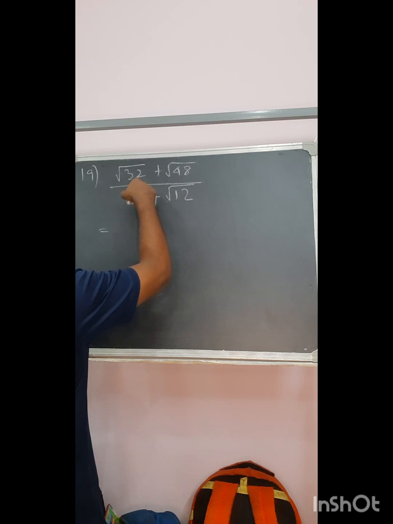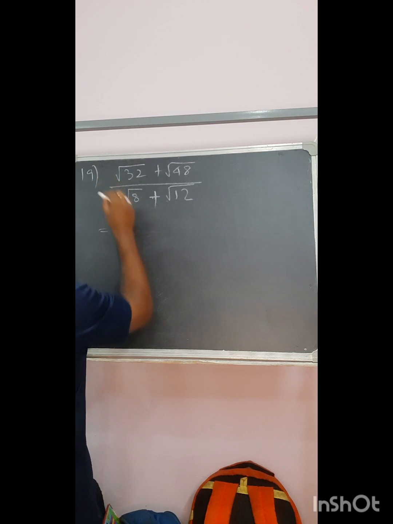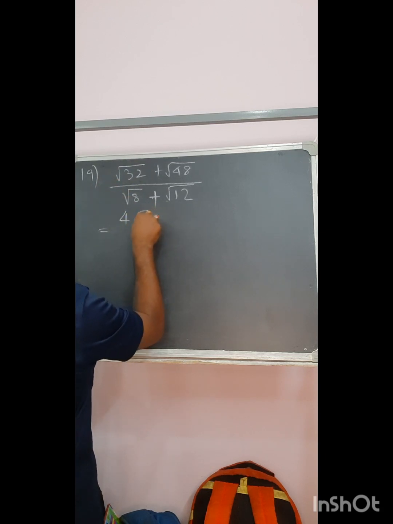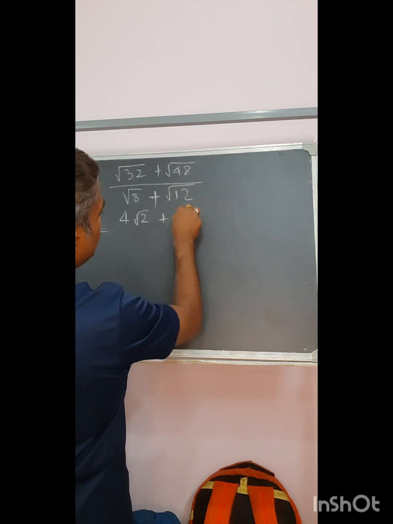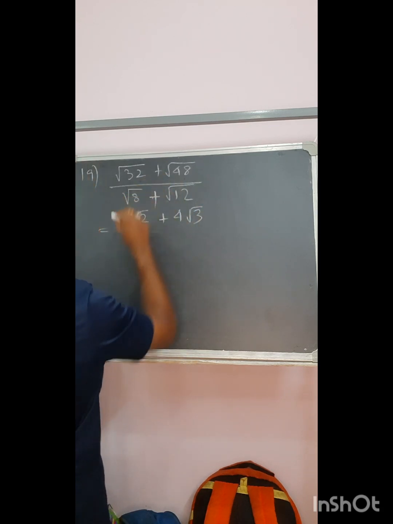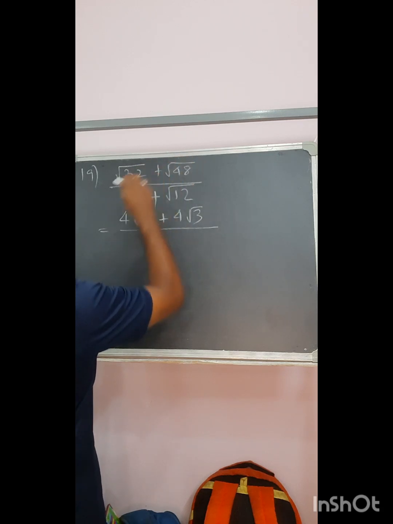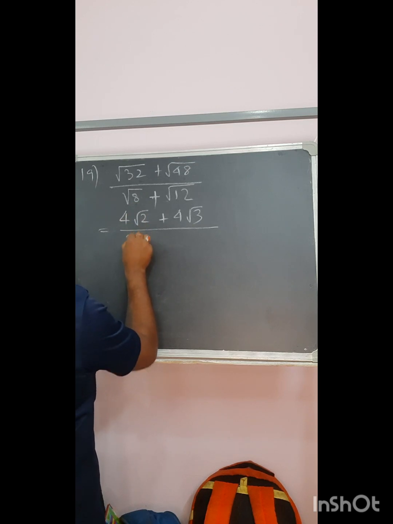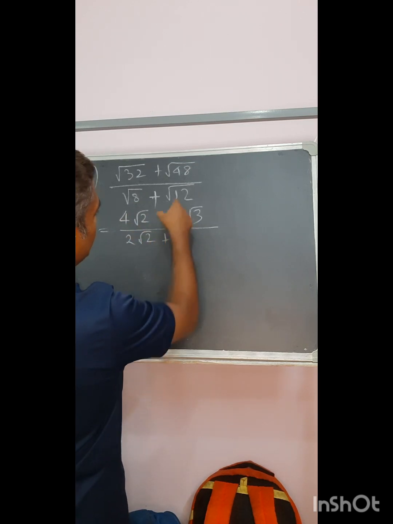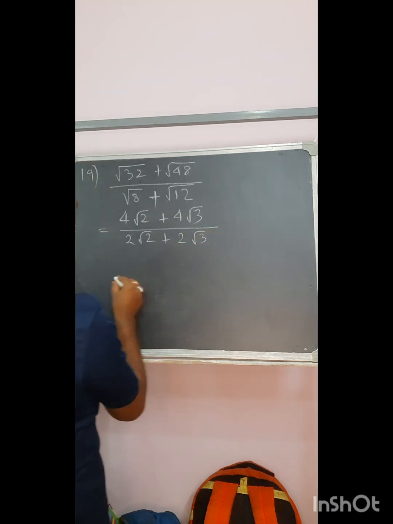32 is a multiple, 16 into 2. So if I take 16 out, 4 will come out, and it will be root 2 there, and this is nothing but 16 into 3, that means 4 into root 3. 4 will come out from 16; if I take the square root of 16, that will be 4. Okay, for 8 also, 4 into 2, that means 2 root 2, and for 12 it is 2 root 3. So you can get the similarity.